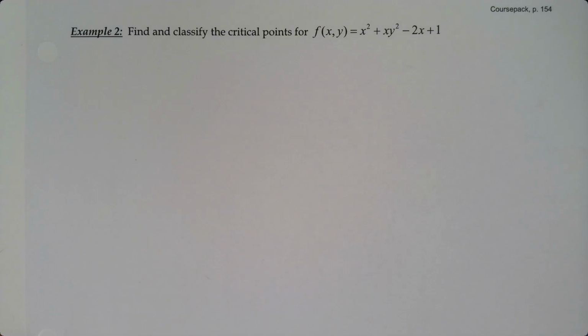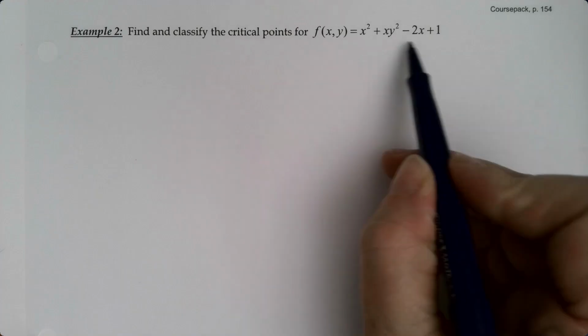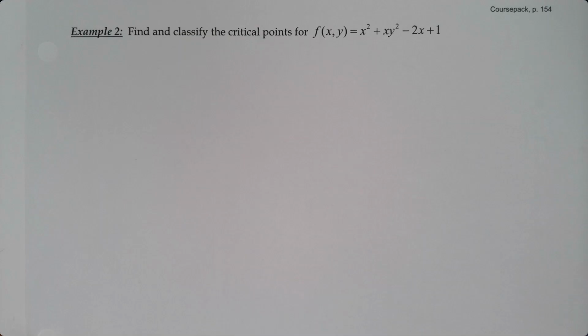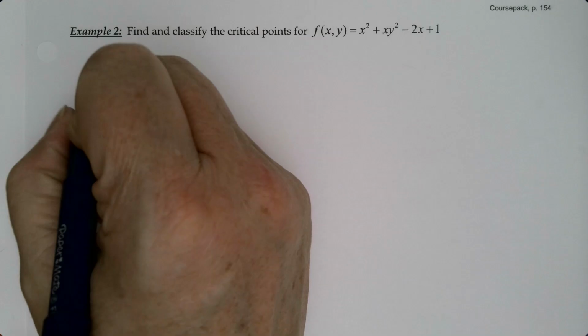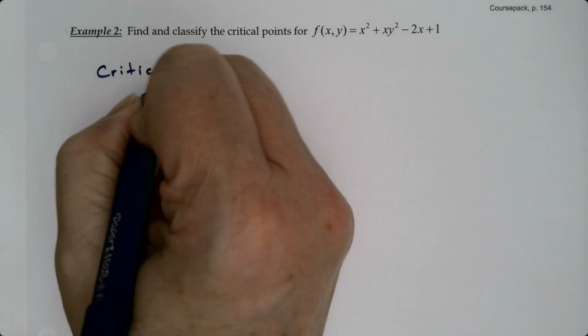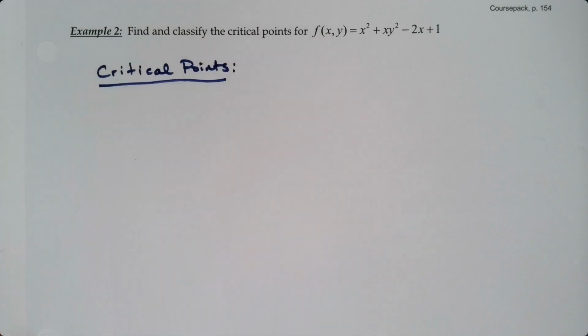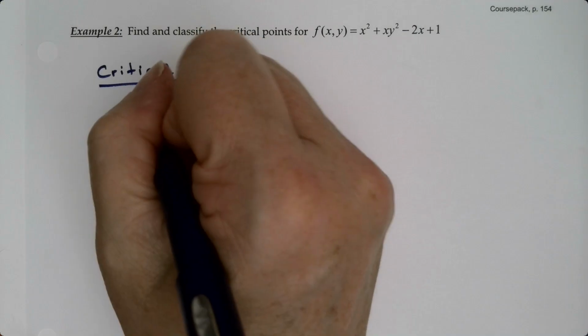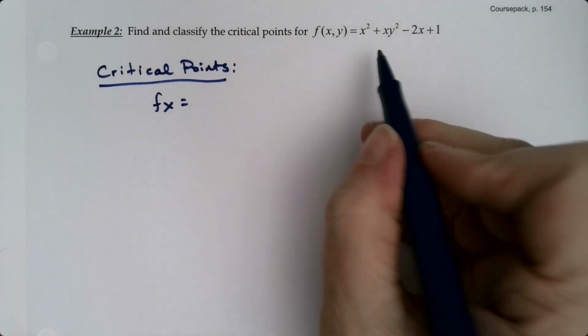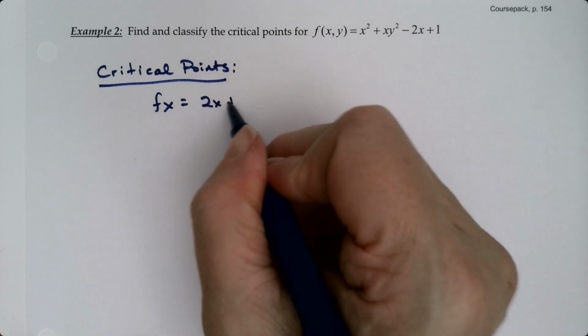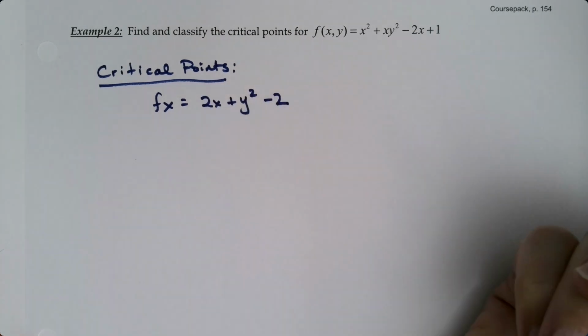So let's keep trying to find and classify critical points for different functions. So we have this function right here, x squared plus xy squared minus 2x plus 1. And we want to find the critical values, or critical points in this case, because they're not just a value, they're a point x and y. All right, so f sub x would be equal to 2x plus y squared minus 2.